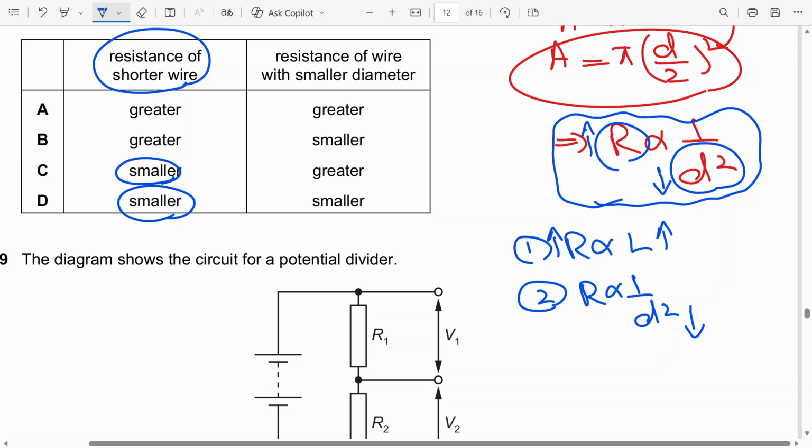Smaller the diameter, greater the resistance is; larger the diameter, smaller the resistance will be. It's an inverse relation right here actually.